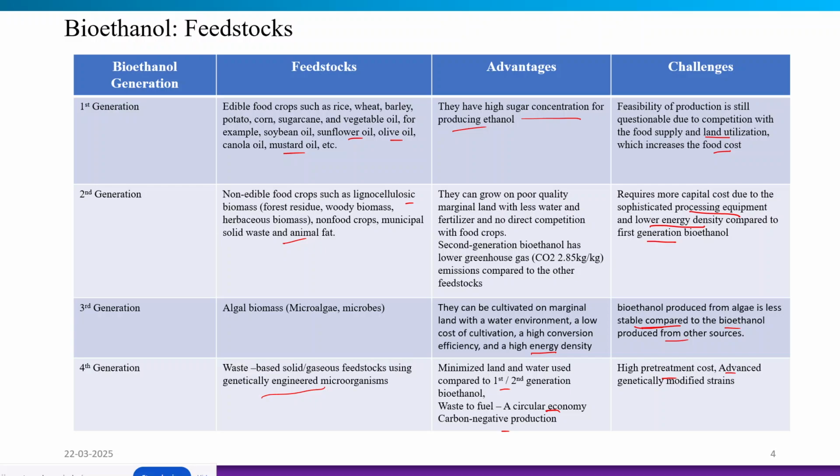So we have to go for the optimum. Mostly we are going with the second generation biofuel and the third generation biofuel, because these are comparatively easy to go with and give a higher yield of bioethanol production.